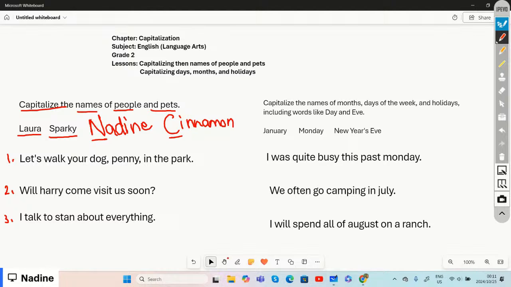So we need to identify the word that we're going to capitalize. If we were to capitalize a word, we're going to capitalize this word that I'm underlining. So we will say, let's walk your dog, Penny, capital letter P for Penny, in the park.